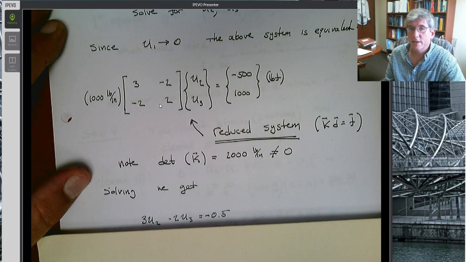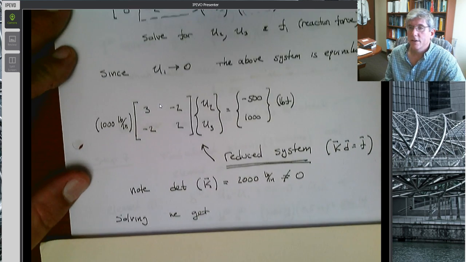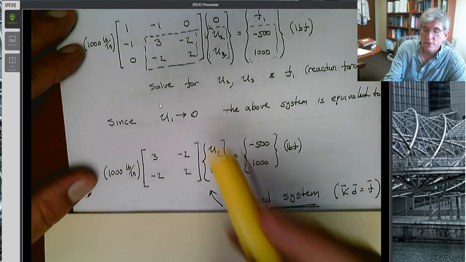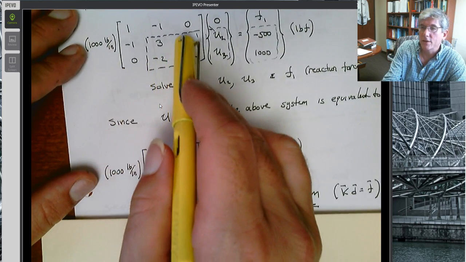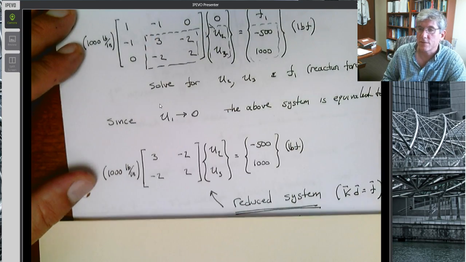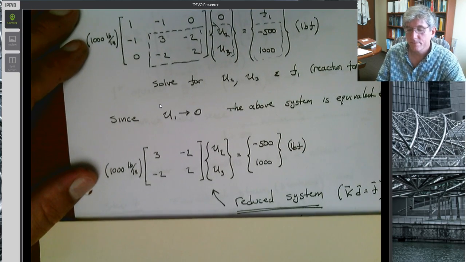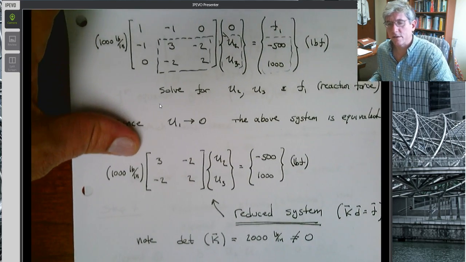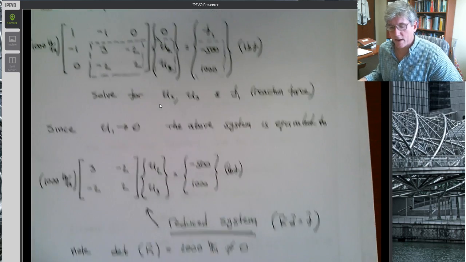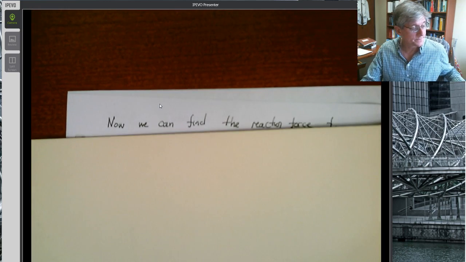So basically, wherever you have a homogeneous boundary condition, you cross out the row and the column, and you're left with that reduced stiffness matrix, and that's what we're going to solve. We still need to find the reaction force. Sometimes we don't really care, but usually it's of interest. So how do we go back and find the reaction force, F1?